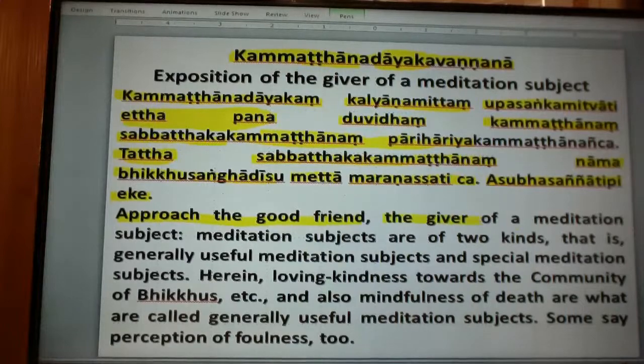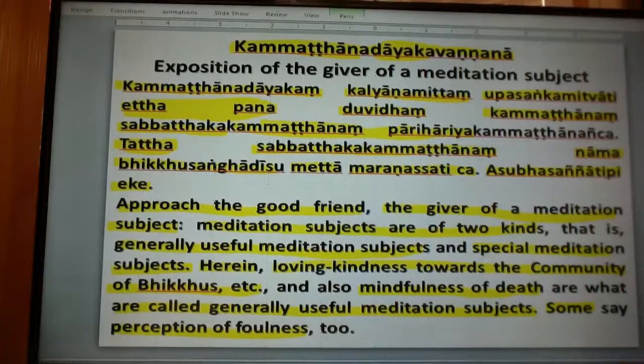Okay, so here in the English translation, approach the good friend. The good friend means the giver of the meditation subject. Meditation subjects are of two kinds: a generally useful meditation subject for all, and a special meditation subject. Among them, loving kindness toward the community of monks, etc., and also mindfulness of death are what we call generally useful meditation subjects for all. But some teachers say perception of foulness is also a useful meditation subject for all. They want to put another one like that.